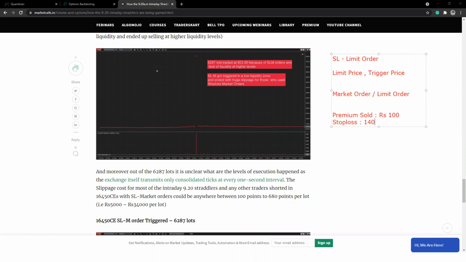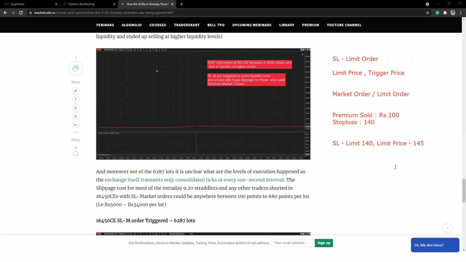So what I'll do here, I'll put an SL limit order, but then I want to set a range. This is a range, the limit price and the trigger price. I want to keep the trigger price at 140. If 140 touches, I want to transmit the order. But I'm also keeping a limit price, something like 145. Now here I'm setting a range.